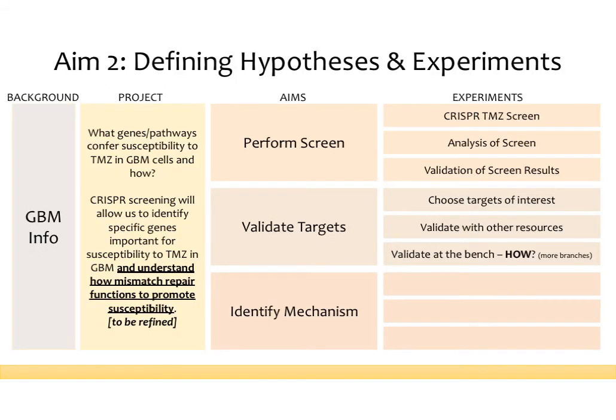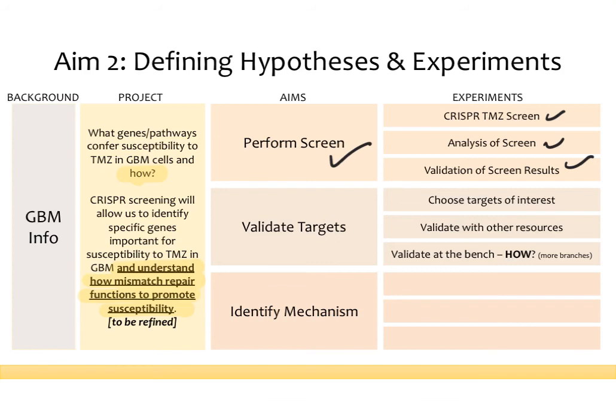So now that we've done our screen and analyzed it and validated it, we know that we have a reasonable screen that we can move forward with in order to actually choose targets of interest. So we've done this, perform screen, and we've done these things. And we've been able to further refine our hypothesis because now we're able to say that we know that mismatch repair is important. So now we can add that we want to understand how mismatch repair functions to promote susceptibility, right? And that kind of addresses the how piece, which genes and how do they work. So we're able to refine our hypothesis and move forward with our next steps.